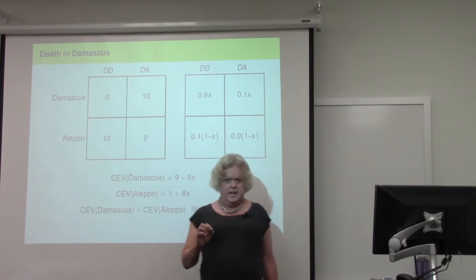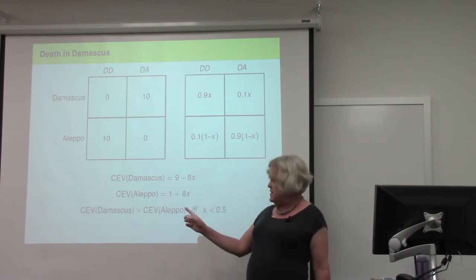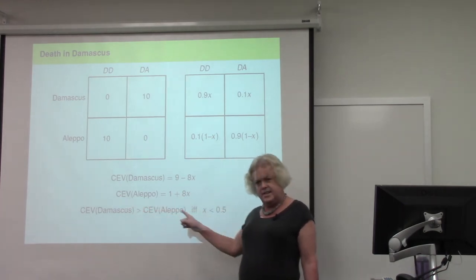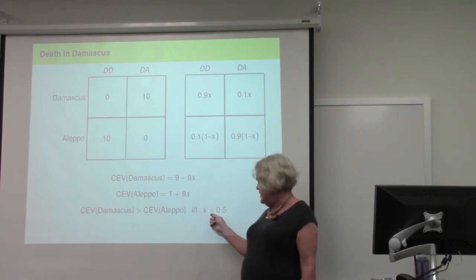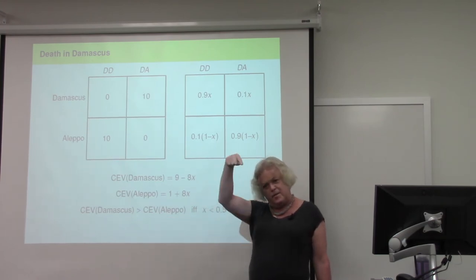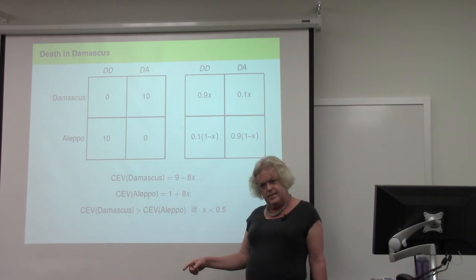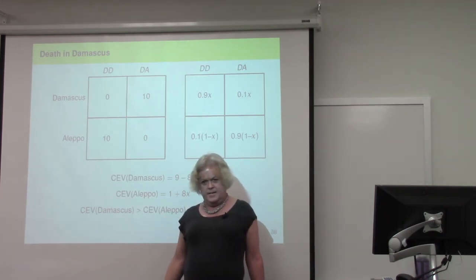So I didn't process the ratifiability and how that might play on this calculation. Well, what this means is that if you think you're going to stay in Damascus, x is going to be close to 1. And if x is close to 1, then Aleppo looks better. But once Aleppo starts to look better, the value of x is going to go close to 0. And once it drops below 0.5, Damascus starts looking better again. It's enough to kill him.